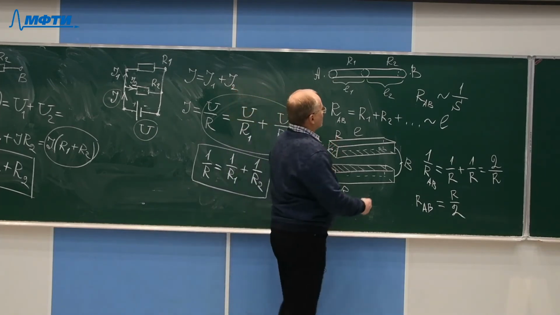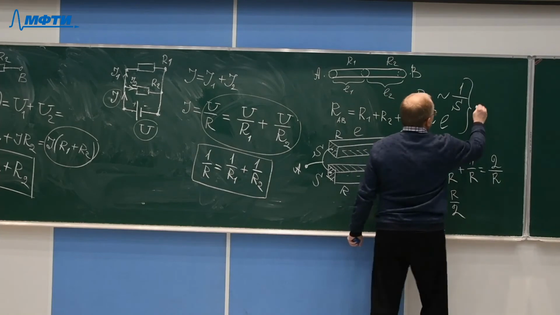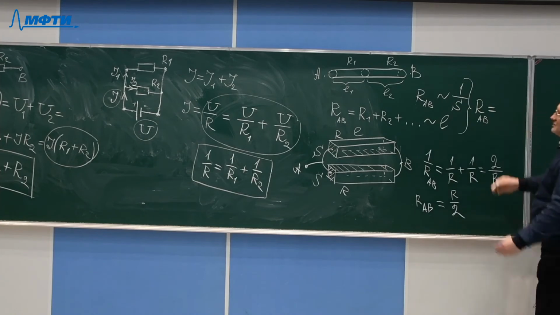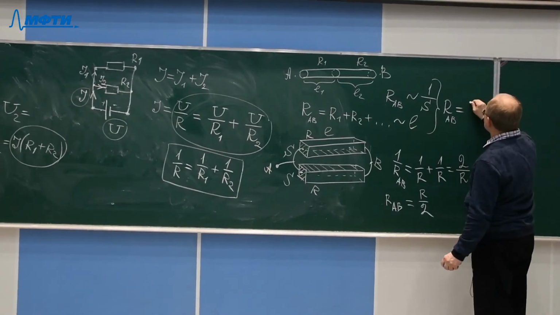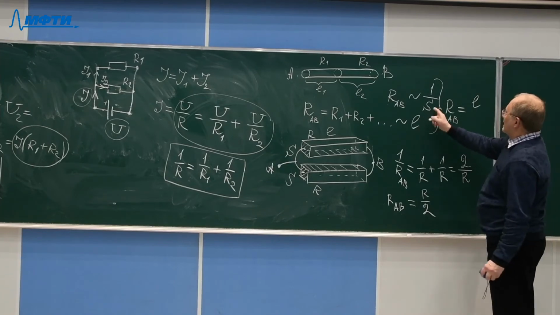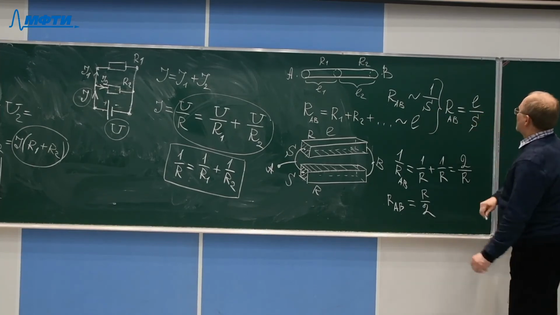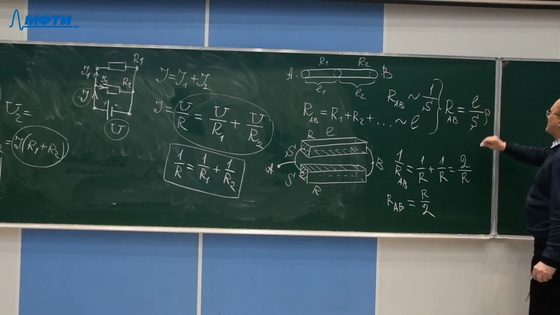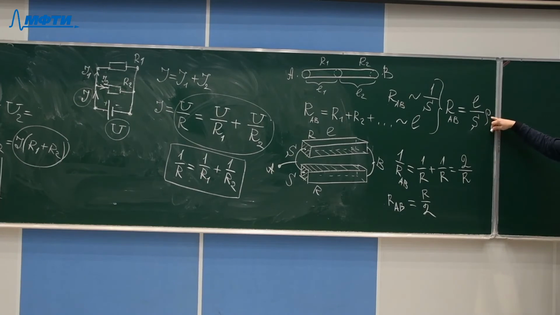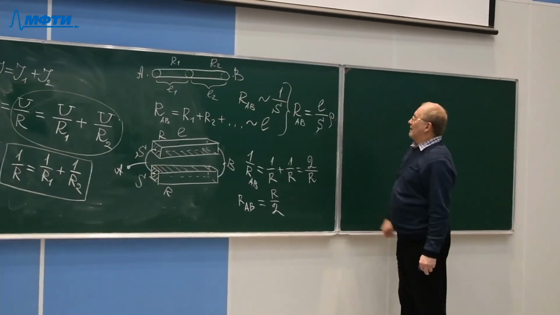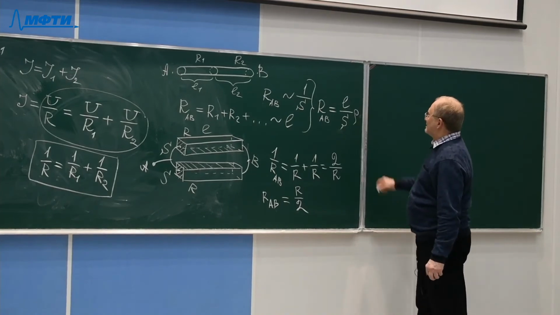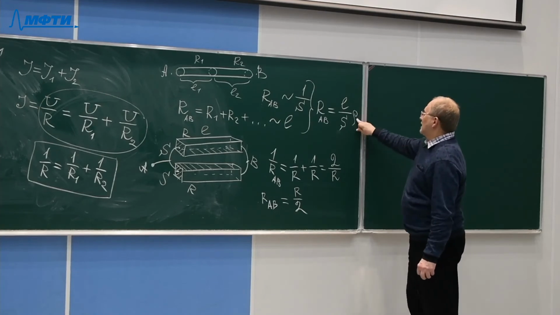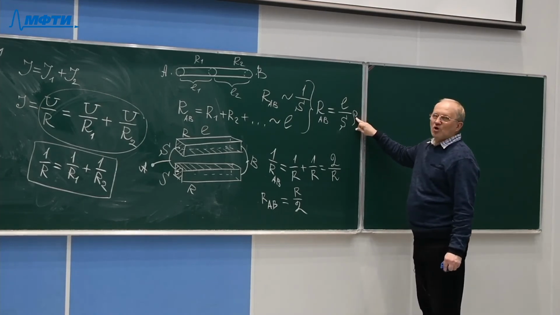Well, combining these 2 formulas, we may conclude that the resistance of a piece of wire must be directly proportional to the length of the piece of wire and inversely proportional to the cross-section area of the wire. And there must be some coefficient of proportionality, which is usually denoted by the Greek character rho. And this coefficient of proportionality is called electric resistivity, and it characterizes the conduction properties of a material.